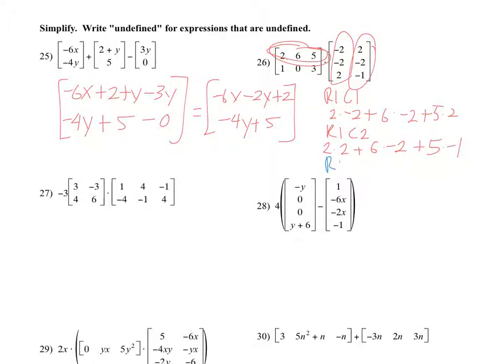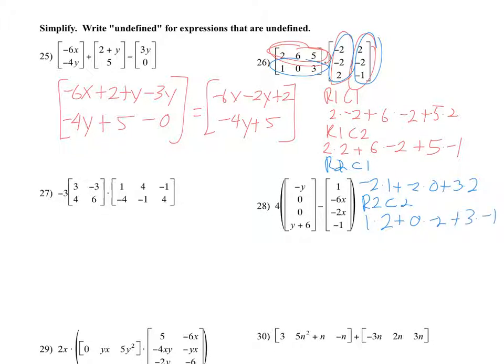We might do row 2, column 1 now. So that'd be -2 times 1 plus -2 times 0 plus 3 times 2. And row 2, column 2. So now we're looking at 1 times 2 plus 0 times -2 plus 3 times -1.